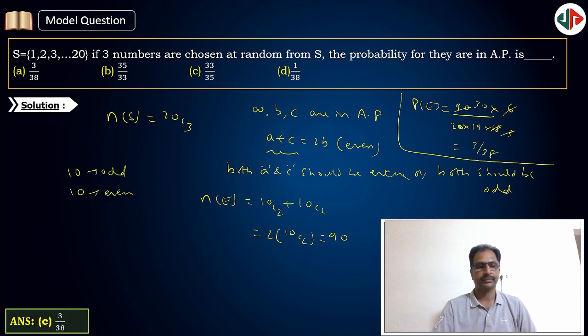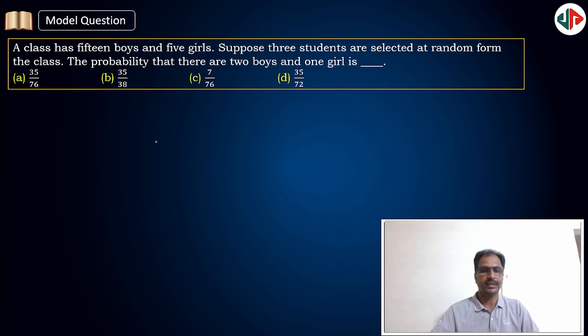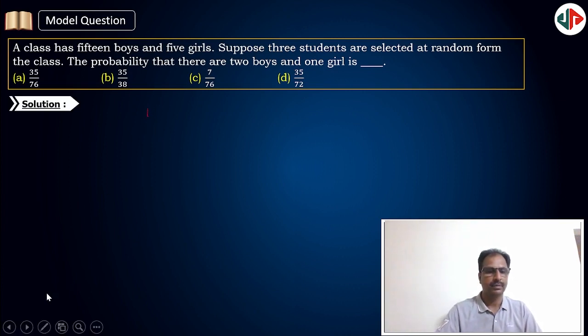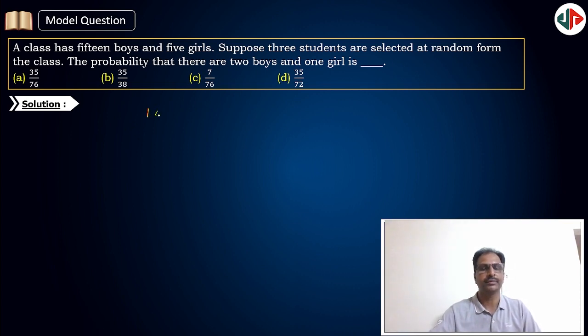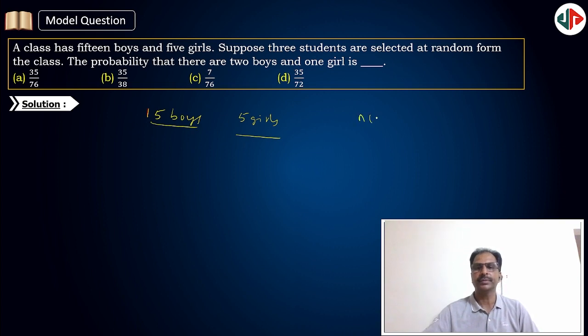Option A. A class has 15 boys and 5 girls. 3 students are to be selected. So altogether 20. Out of 20, we have to select 3. So n of S is 20C3. And out of the 3 selected, there should be 2 boys and 1 girl.